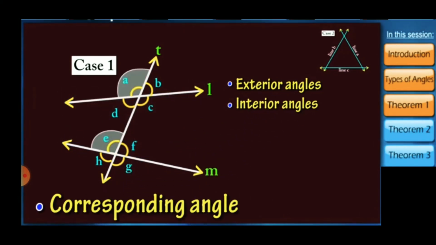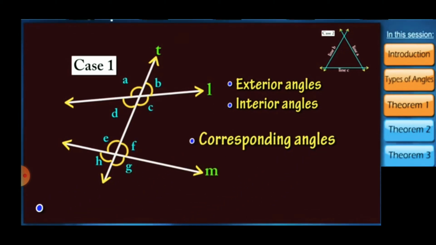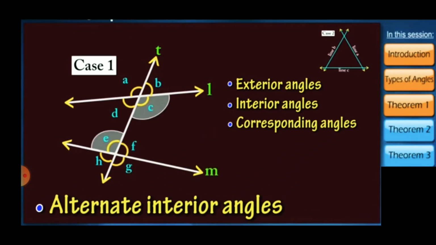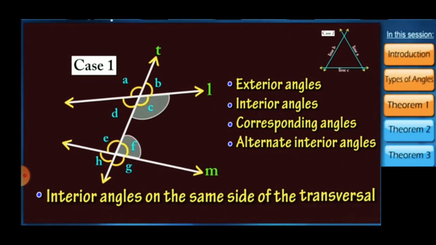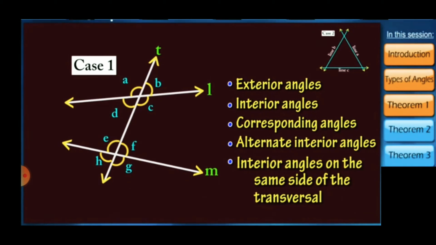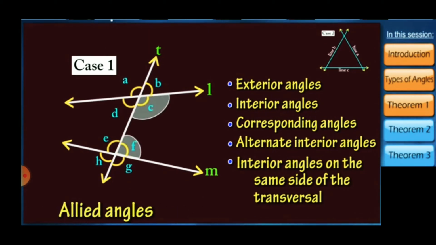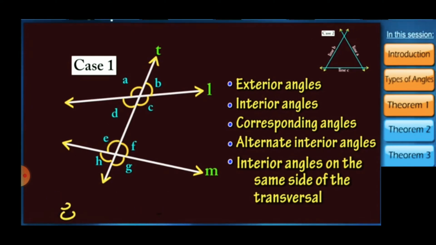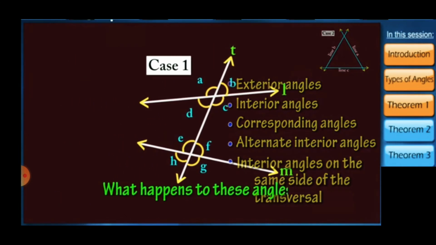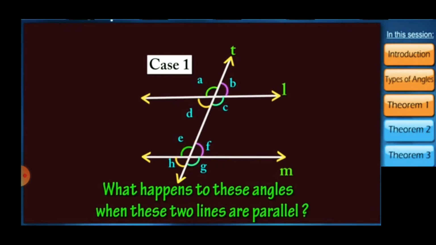Further, we have corresponding angles, alternate interior angles, and interior angles on the same side of the transversal, which are also called consecutive interior angles, allied angles or co-interior angles. But what happens to these angles when these two lines are parallel?